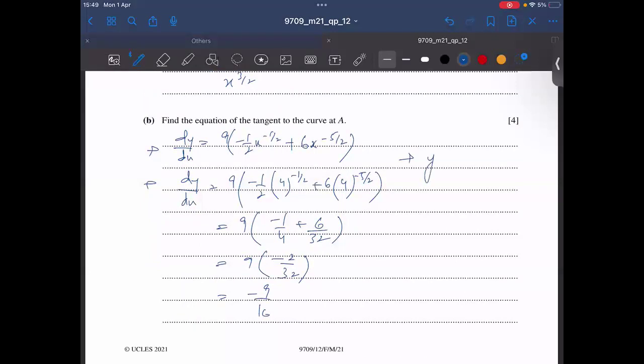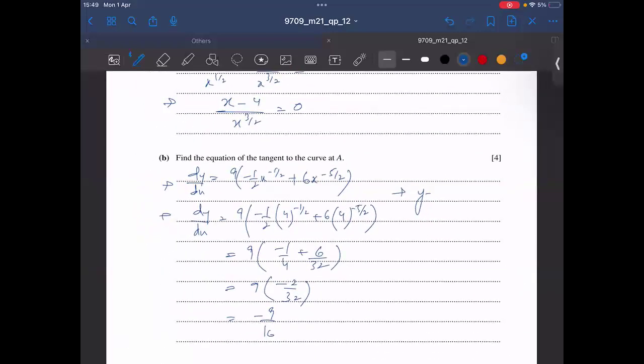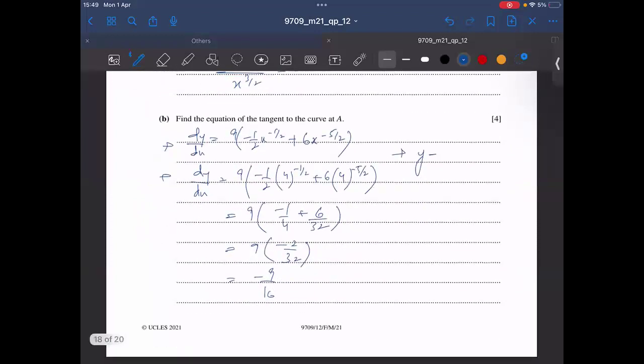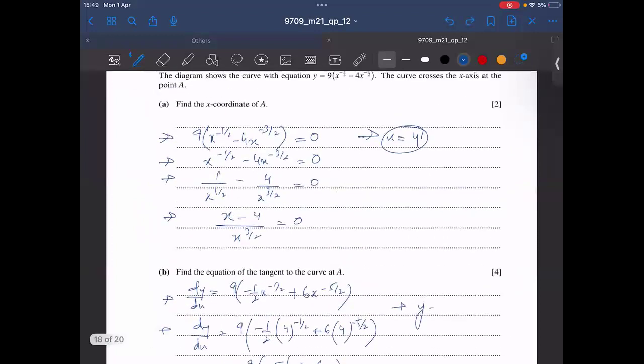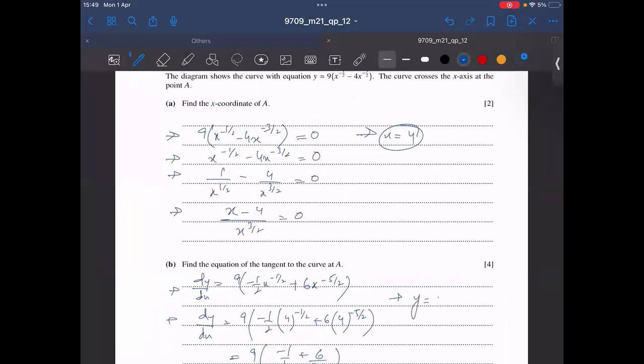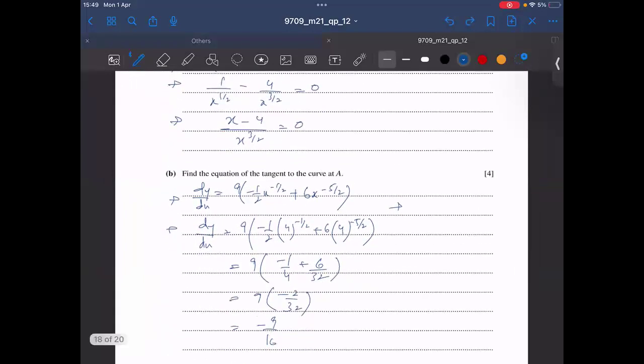So now I'm going to find the equation, y minus. No, I need to find out the y coordinate of A as well, which is going to be y equals x to the power of minus half. Sir, y is 0 for A, right? Oh yeah, y is 0. So it's going to be y minus 0 equals m, which is minus 9 over 16, times x minus 4. Sir, your gradient has come out wrong.